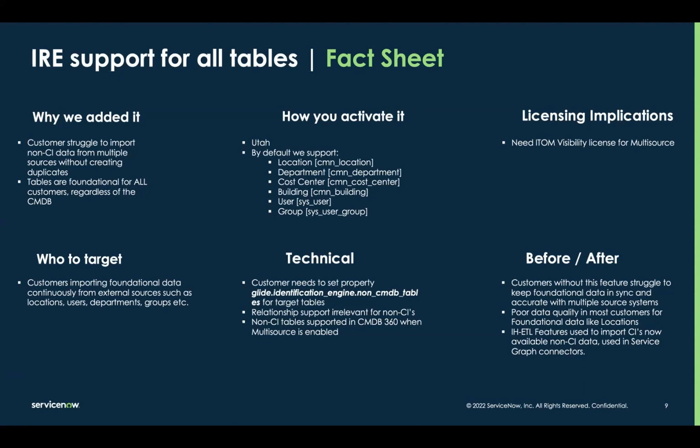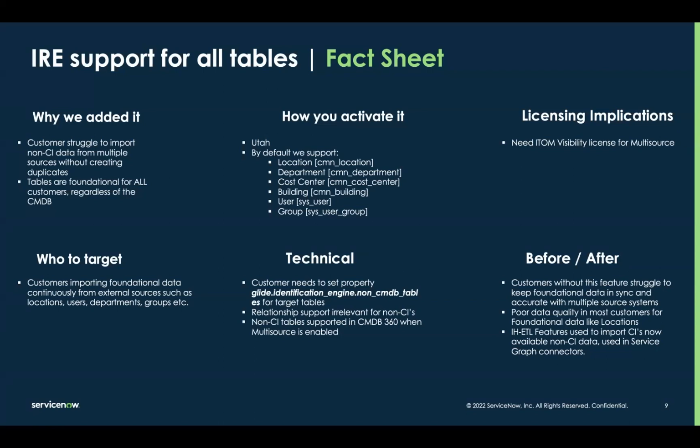The technical things to note, this is the name of the system property that needs the target tables added. So again, by default, the ones above are going to be in there upon Utah install or upgrade. The relationship support is irrelevant here. You will not see those options when you go configure those related entries. You'll only see references available. And another thing to note is that if you are using multi-source to bring in data from multiple sources, we can now see those in the CMDB 360 feature, which we'll cover in a moment.